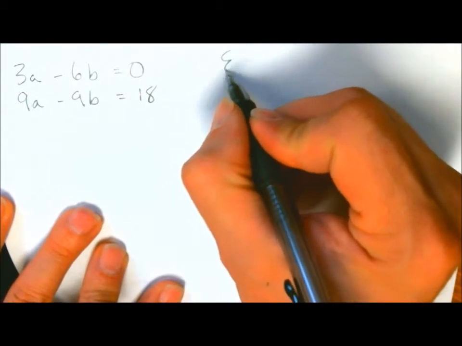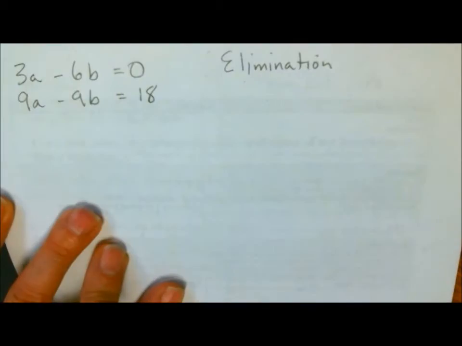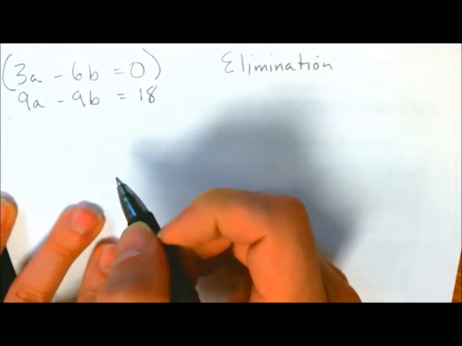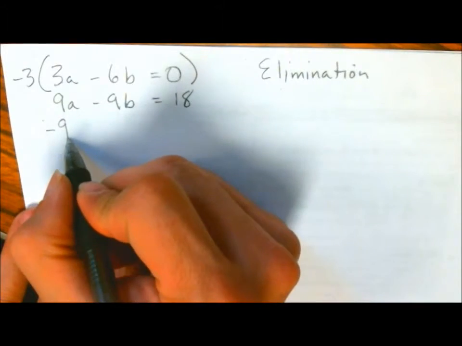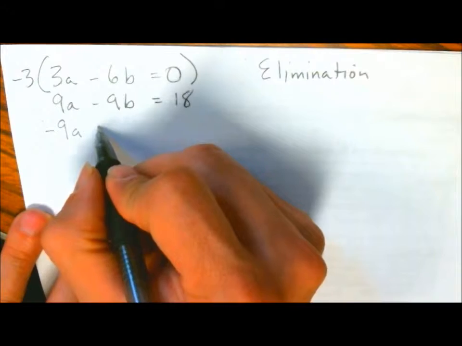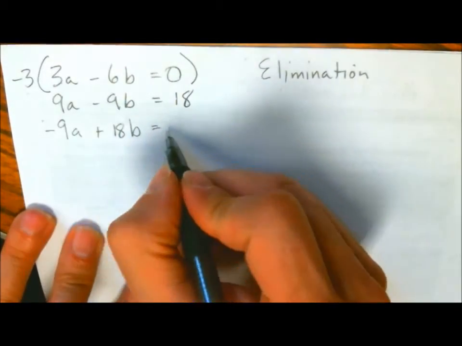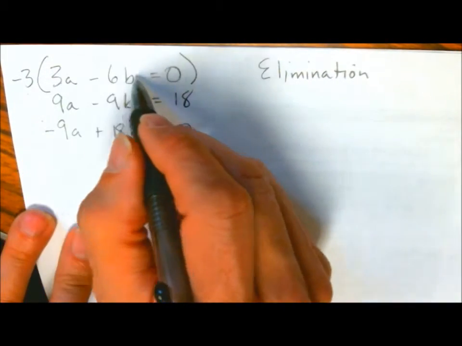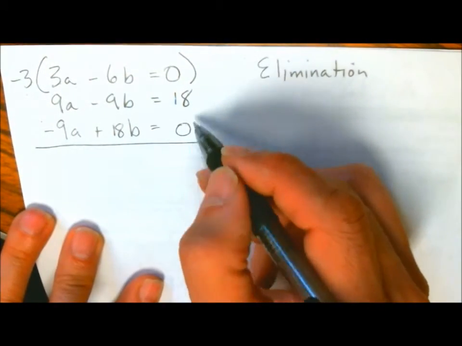So once again, we're going to use elimination to solve this. Let's do that. I'm going to multiply this by a negative 3. Negative 3 times 3a is a negative 9a. Negative 3 times a negative 6b is a positive 18b. And a negative 3 times 0 is 0. So now I've effectively replaced this equation right here with this one down here. And now I'm just simply going to add these two equations together.